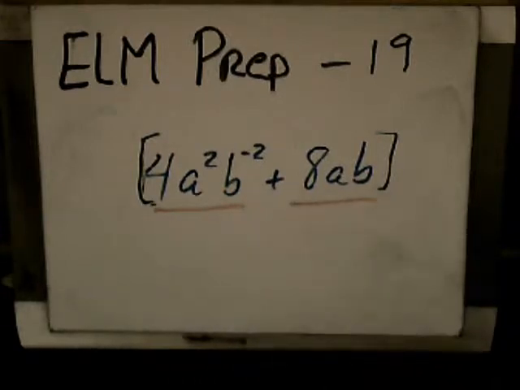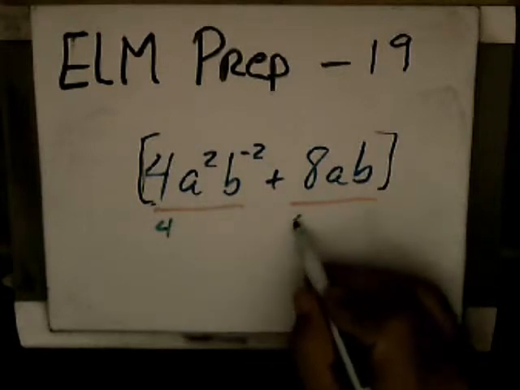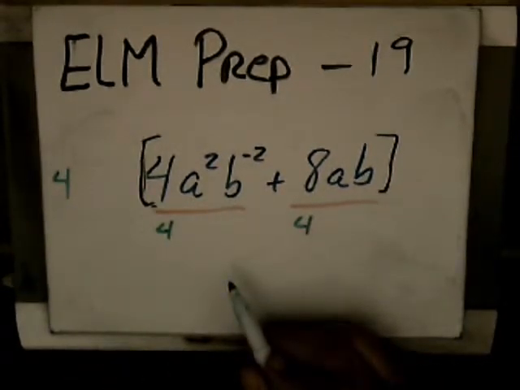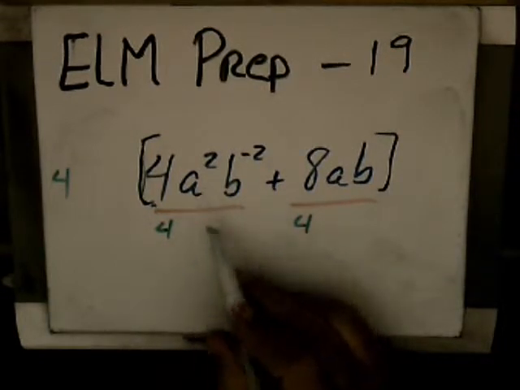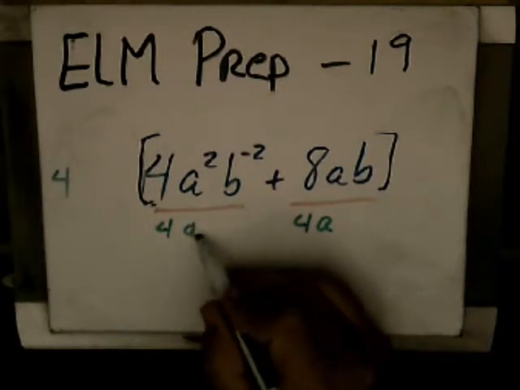There's one and there's one. Well, what am I looking for? I'm looking for a common. So I look at my numbers first. This is divisible by 4 and that's divisible by 4, so I bring a 4 out front. A squared and a, I've got one a here and two a, so I'm going to take out one of the a's.